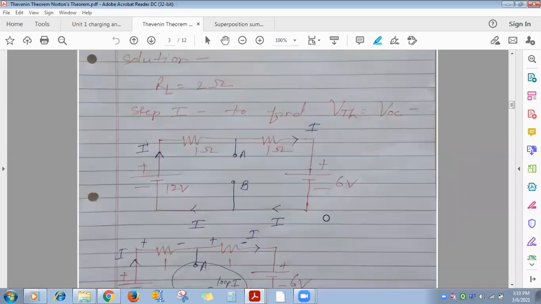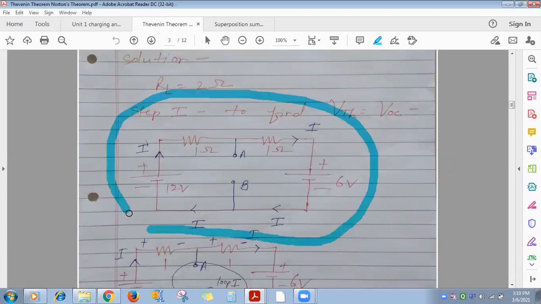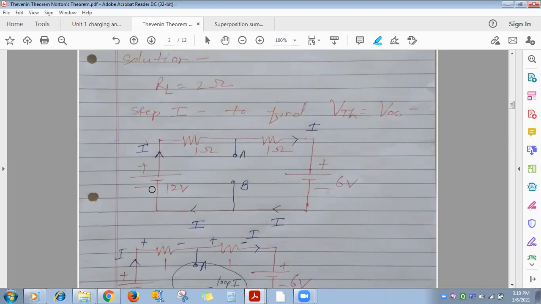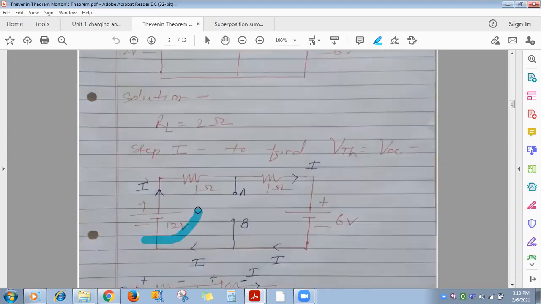Now see here what you have to do. We plotted the circuit as it is. Only you have to remove the load resistance RL. Now see, across A and B, it's an open circuit. Across these two open terminals, voltage will be there. Why? Because see here, it's a 12 volt battery. Here a 6 volt battery is there, and two 1 ohm resistances are connected.